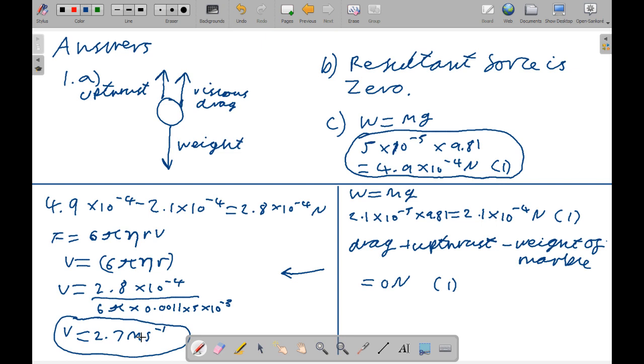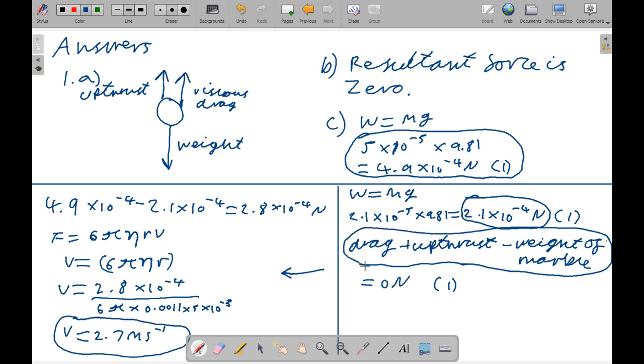If W equals mg, then 2.1 times. Oh, I'm terribly sorry, I seem to have done this the wrong way round. So that's how you get that. So knowing that the drag of the upthrust minus the weight of the marble, you will get 0 newtons, and then you can apply it to Stokes' law. I just seem to have misread it as I did it right to left. This is why you never do notes late at night.